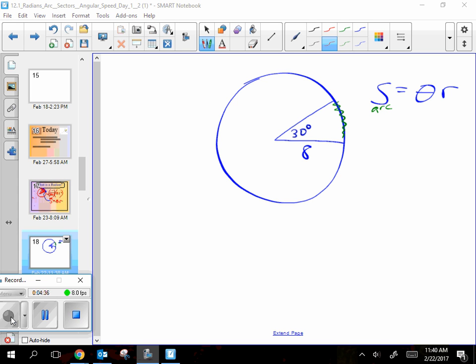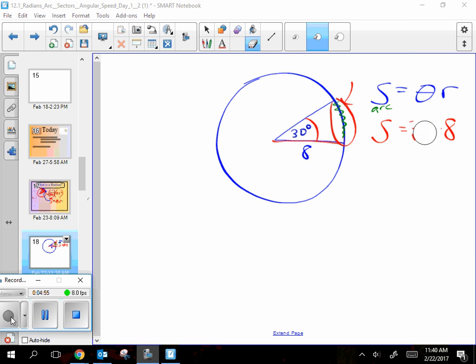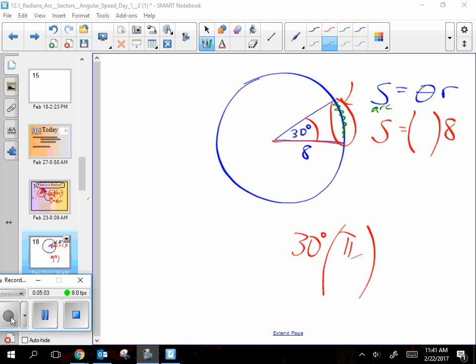Okay. So this arc length here should be found by using theta, which is that. But you can't just throw a 30 in here. I hope you would be smart enough to go, wait a minute, 240. If this radius is 8, how could that be 240? That would be really dumb, right? That doesn't work. So you've got to change this 30 degrees into radians. So what is it in radians? Well, I like to do it this way. 30 times pi over 180.